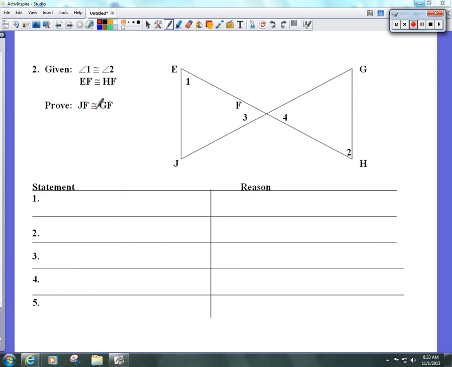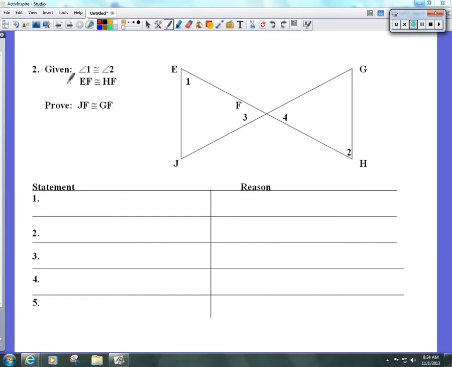Now, if you look back at your previous homework, we were proving that triangles were congruent. There's a difference between the side lengths and the triangles. If I'm trying to prove that a triangle is congruent, then I could just use the six postulates and theorems we reviewed in class.